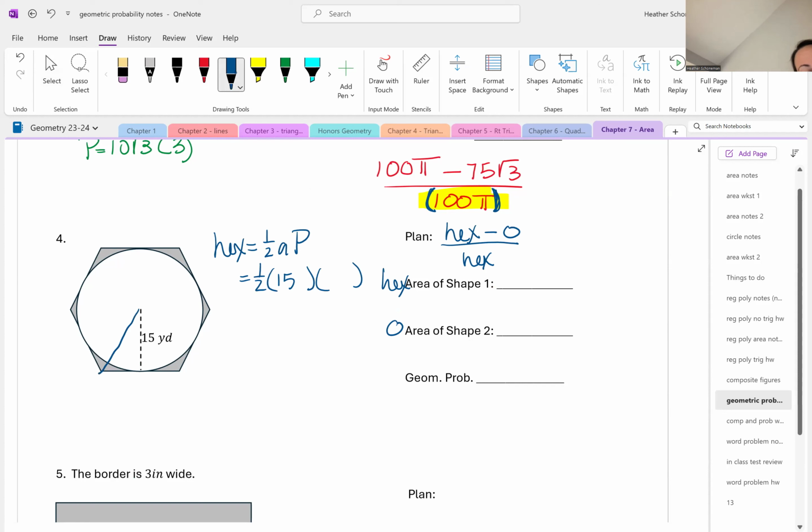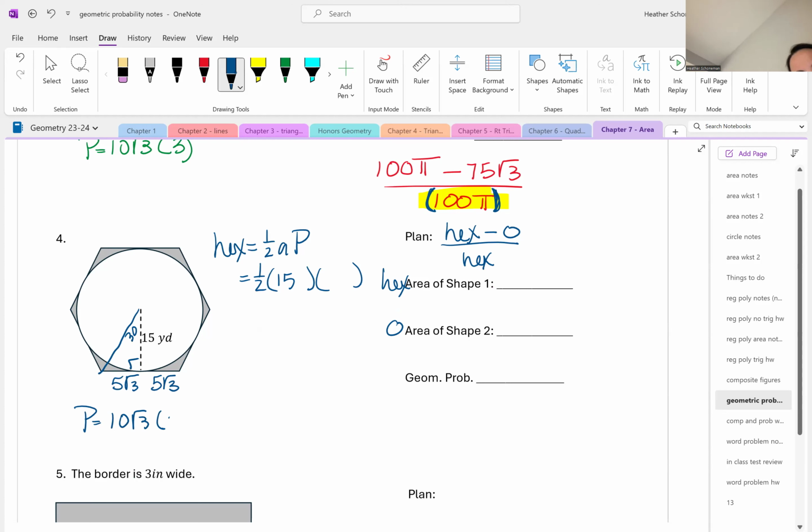So I'm going to draw in the radius of the hexagon. Okay, in a hexagon, there'd be 6 triangles because there's 6 sides. 360 divided by 6 is 60. Cut in half is 30. This 15 is the medium side. So to get the short side, I'm going to divide by the square root of 3. So that's 5 square root 3. And this is 5 square root 3. So I know the whole side is 10 square root 3.